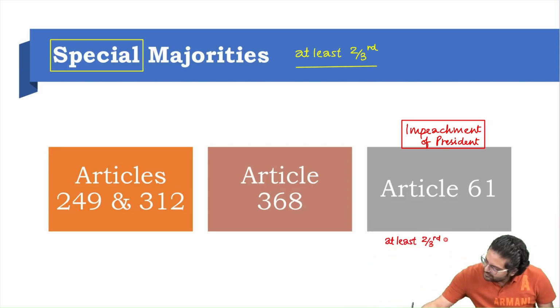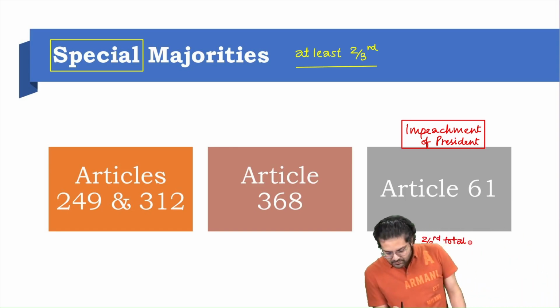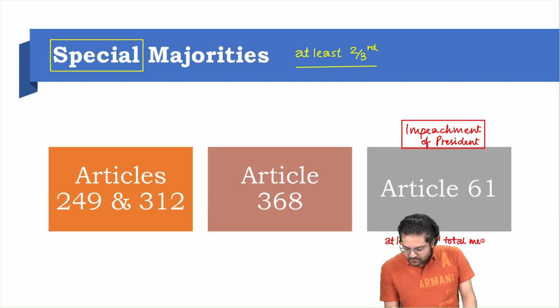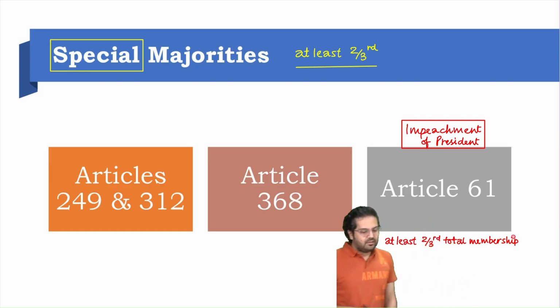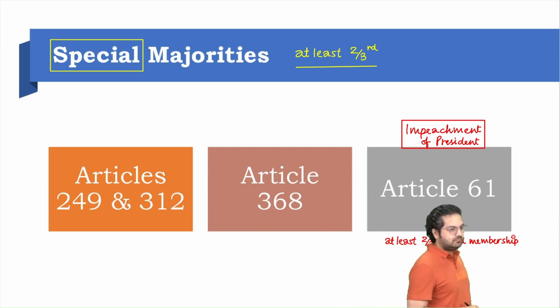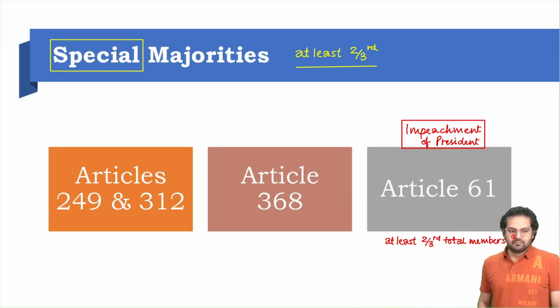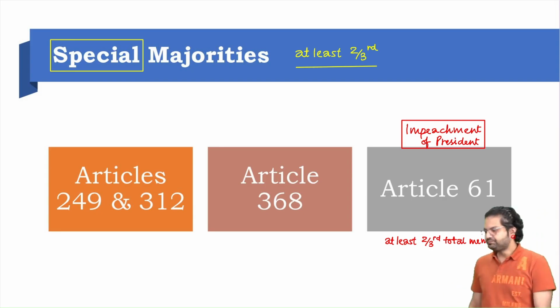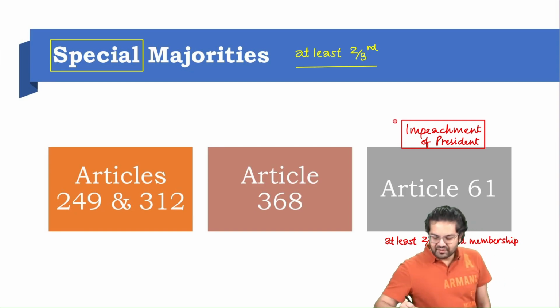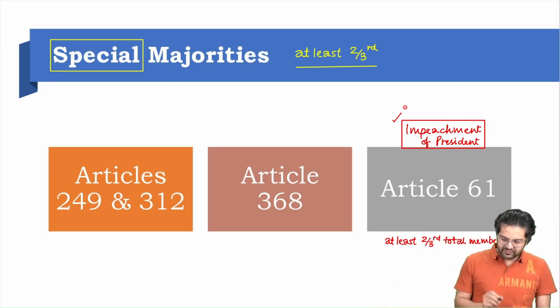Okay, let me write like this. Total membership. Okay? Revisions going on in full swing. I can sense that. At least two-third total membership or total strength of the House. This is what is required to impeach the president. Anyway, I think this is something we have already discussed. I won't waste a single moment discussing this.